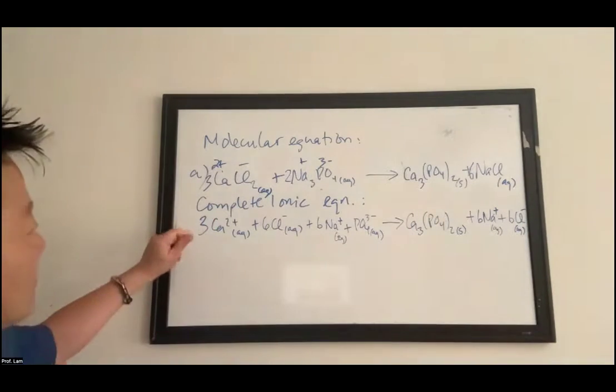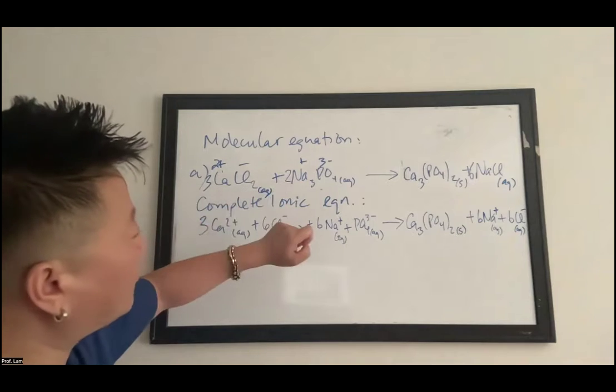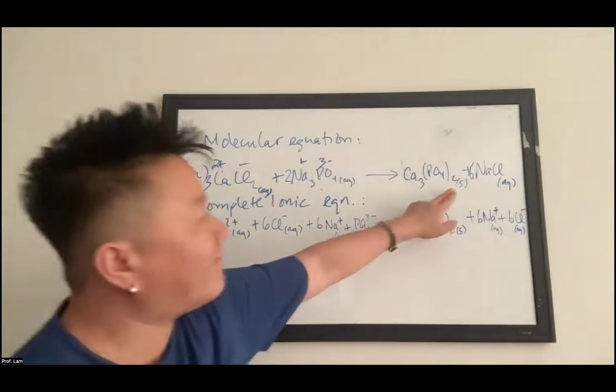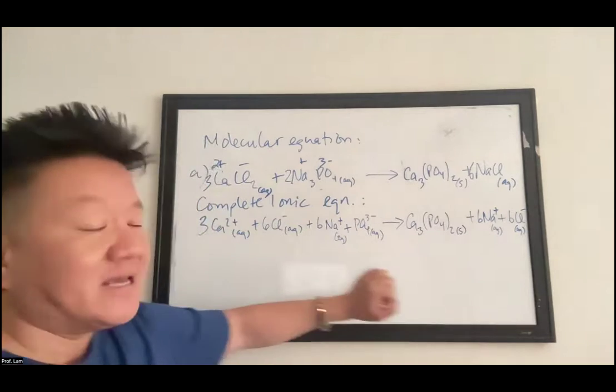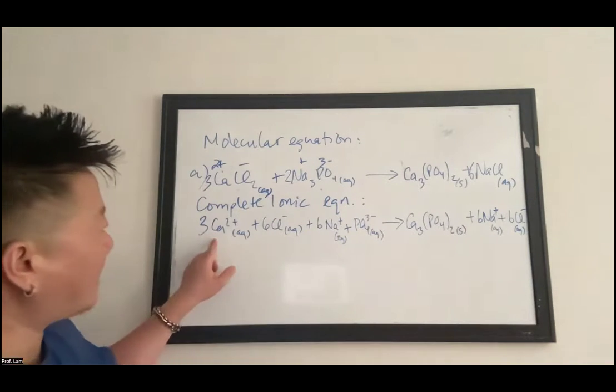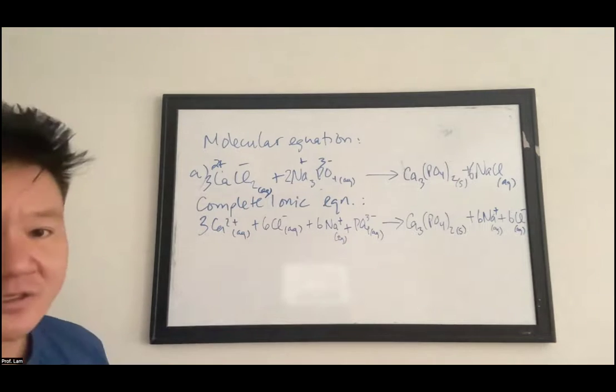So notice that I'm using the coefficients, and anytime I see aqueous, I'm going to split it up. But if I have a solid, I leave it as is. And so that's why it's called a complete ionic, because we're writing ions, right? What are the ions in solution?